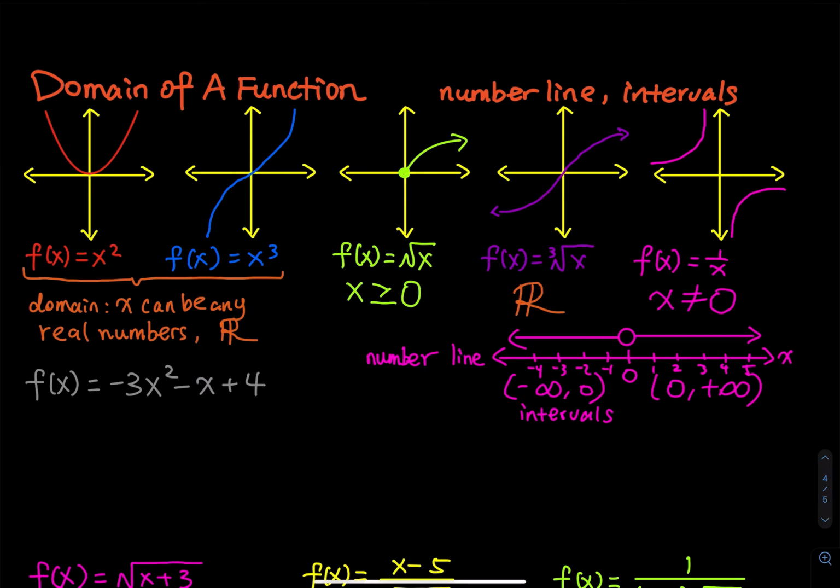When you write the interval, I write parentheses from negative infinity to 0, and then from 0 to positive infinity. This is an interval. Positive infinity on the right, negative infinity on the left. For the inequality, this is x less than 0. This side is x greater than 0.